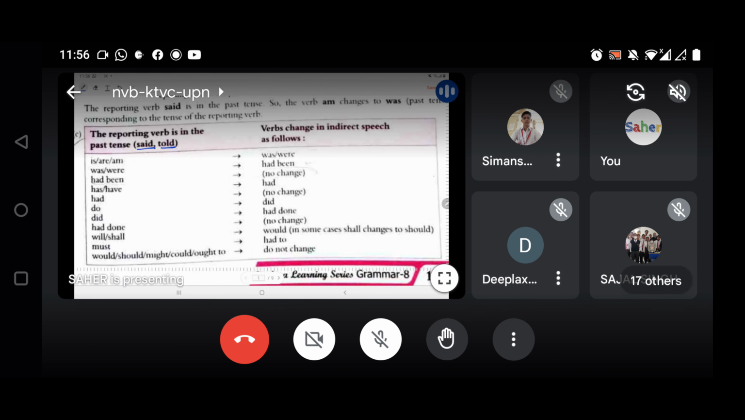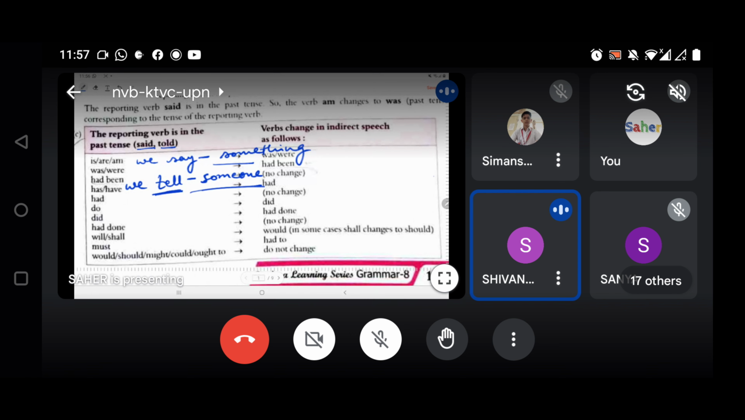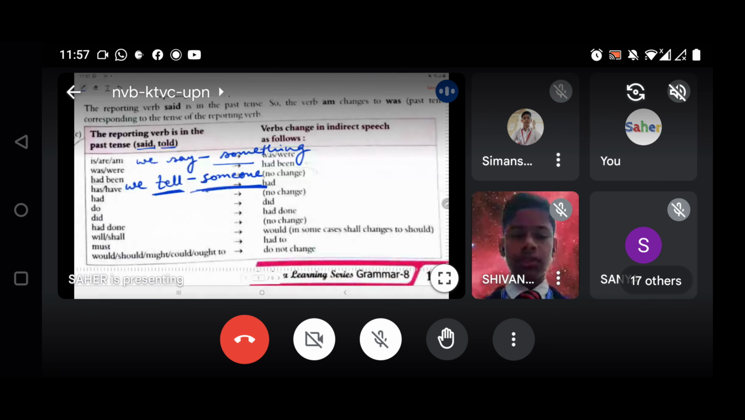The difference between said and told. We say something, but we tell someone. Is the difference clear? Yes ma'am. We say something, but when we tell, we tell someone. There is always someone whom we are telling. For example, I told my mom.